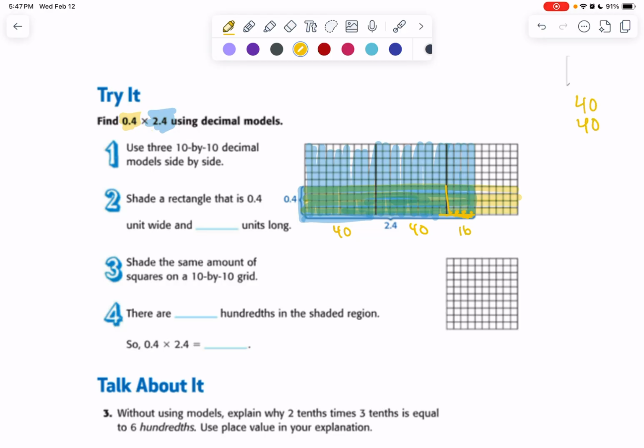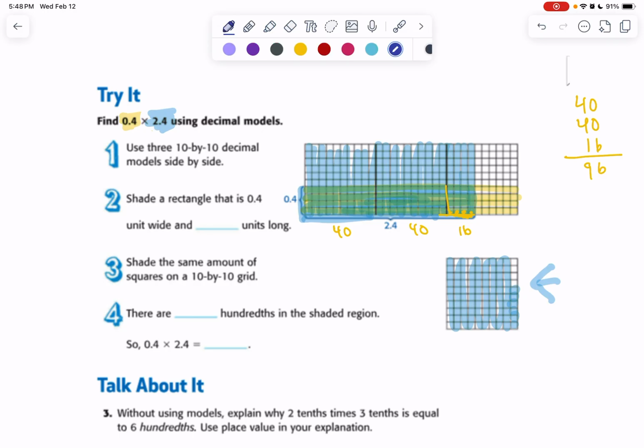What does that add up to? 40, 40, and 16. 6, 4, 8, 9, 96 hundredths. So let's shade this. This right here will be our combined model. So it's going to be 90, almost the whole thing. Almost the whole, but not quite. Okay, there's 90, and then I need 1, 2, 3, 4, 5, 6. There's 96. A little bit sloppy, but you know.